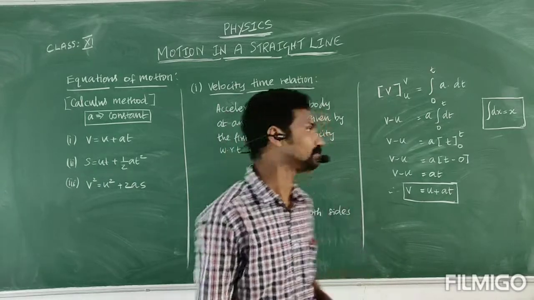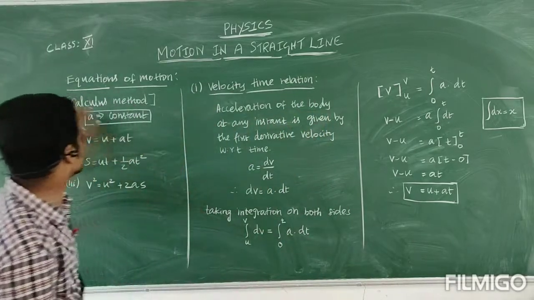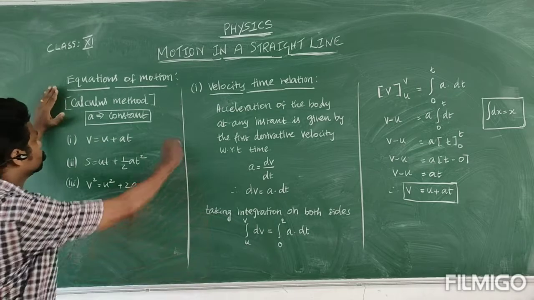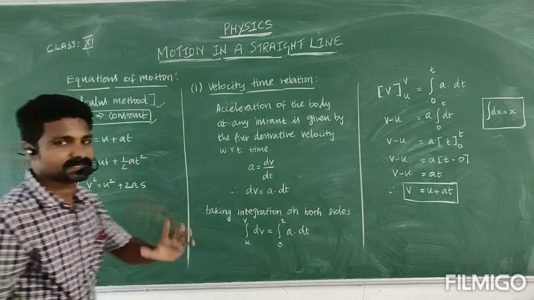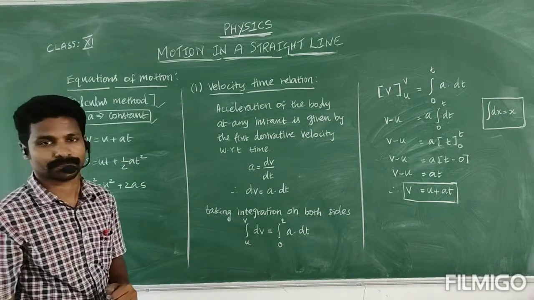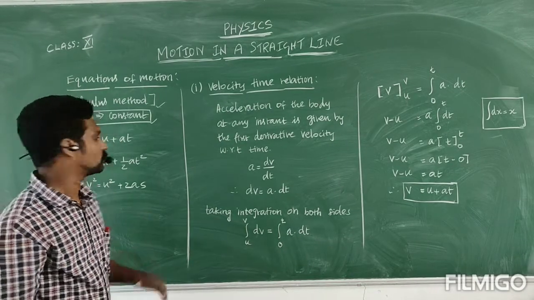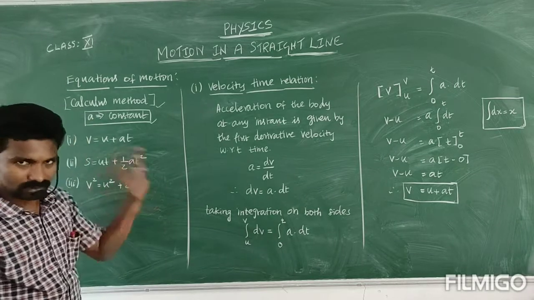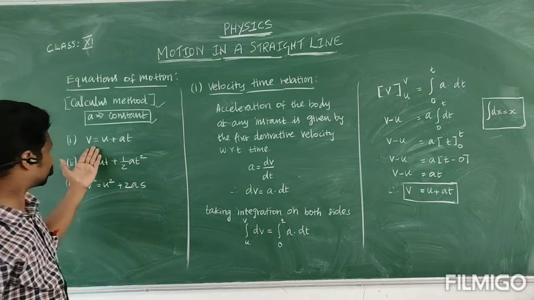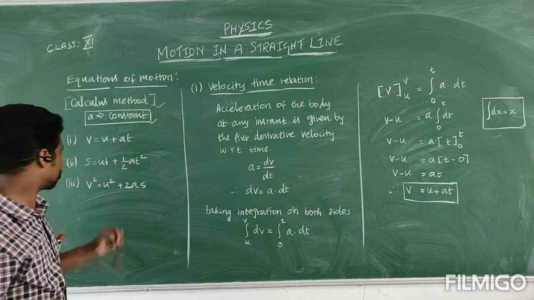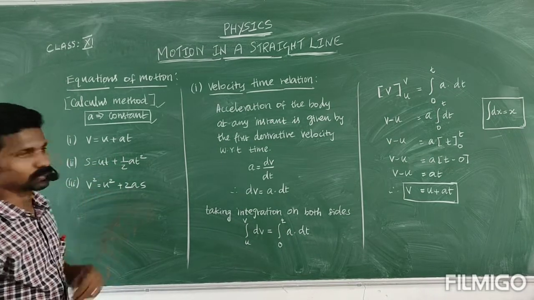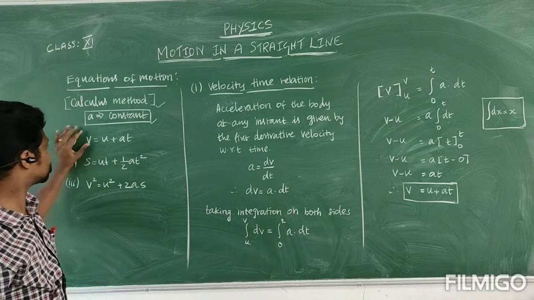Listen. In this calculus method, let's consider that the acceleration of the body is constant. You already know: v is equal to u plus at, s equal to ut plus half at square, and v square equal to u square plus 2as. But you know these have special names.